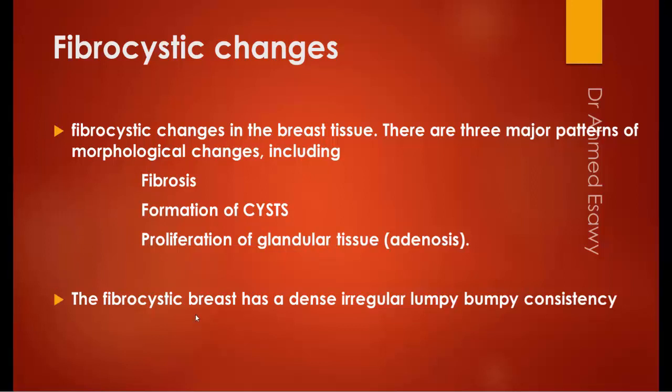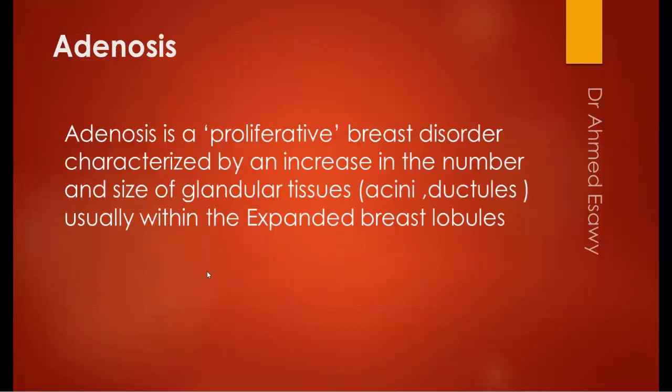Fibrocystic breast has a dense, irregular, bumpy consistency. What is the meaning of adenosis? Adenosis is a benign breast disorder characterized by an increase in the number and size of glandular tissues, acini and ductules, within usually the expanded breast lobules.